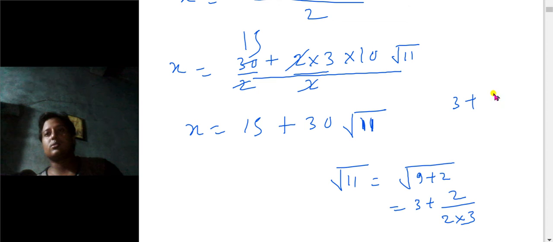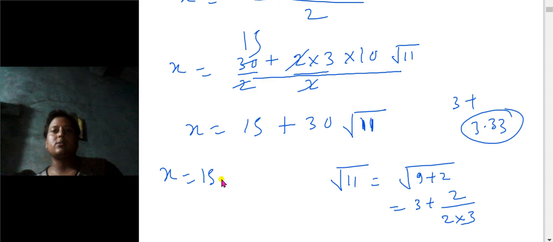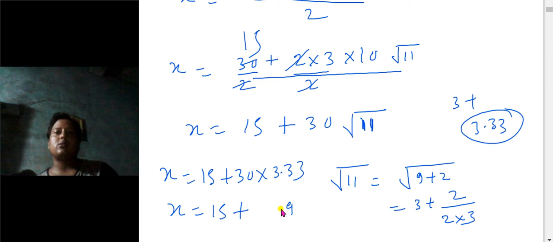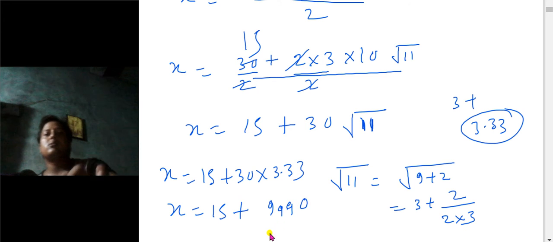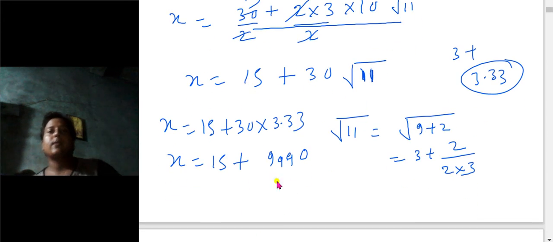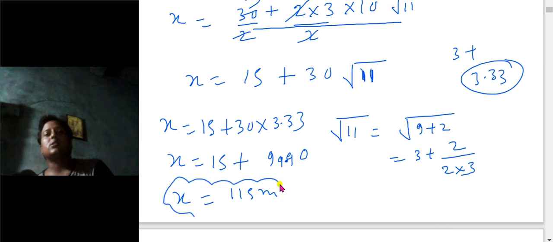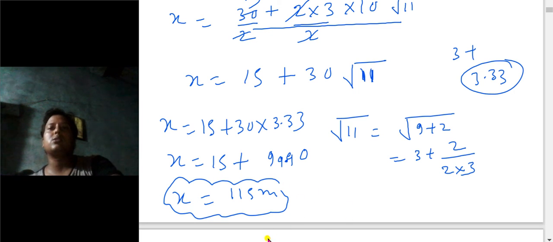So 3 plus 0.33 approximately. So x is 15 plus 30 multiply 3.33. x equals 15 plus 99. So x equals approximately 115 meter. x equals 115 meter, approximately 115 meter.